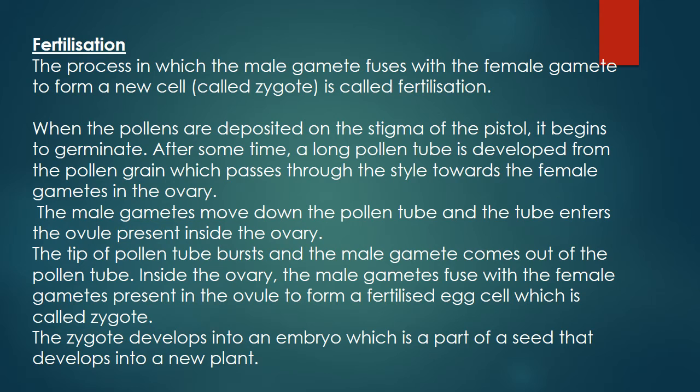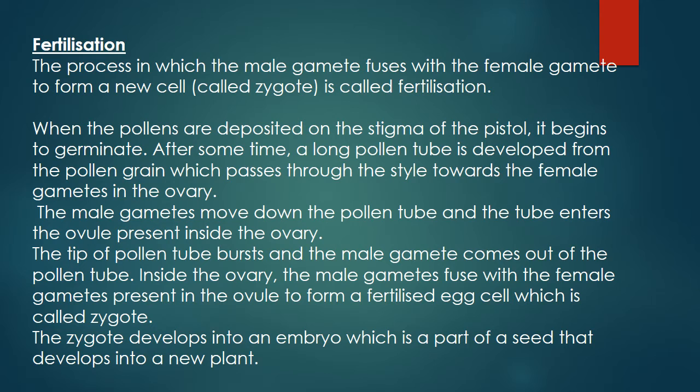So a zygote is formed as the fusion between the male and the female gamete occurs. This process of formation of a zygote, that is a new cell, we call fertilization. Then the zygote develops and turns into an embryo.